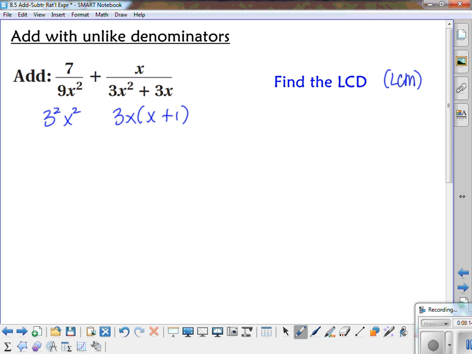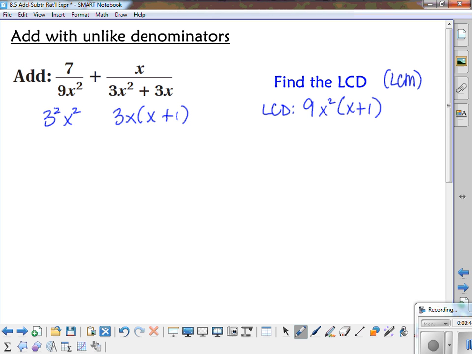So if I look at each of the factors, I have to have a 3. What's the highest power of 3 we see? 3 squared, right? I've got to have a 3 squared, so that's a 9. I've got an x squared and an x, so I've got to have an x squared because I take the highest power, and then I have to have an x plus 1. So my lowest common denominator is going to be 9x squared times x plus 1.